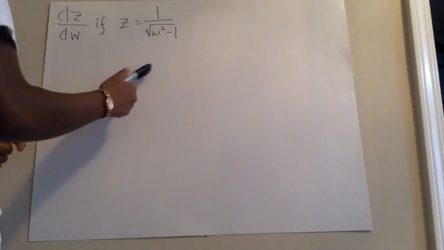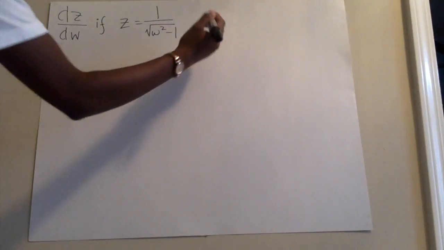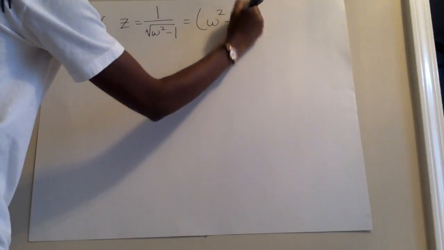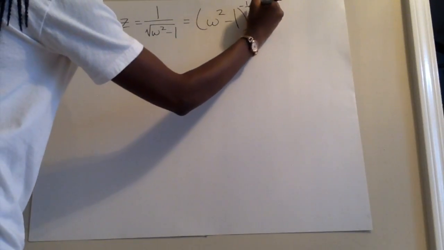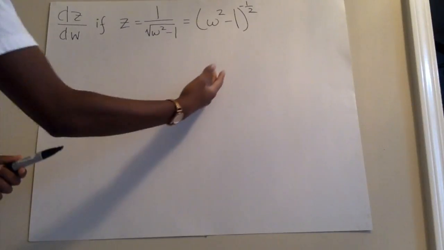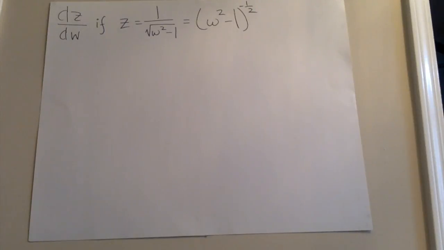So this 1 over the square root of w squared minus 1 is equal to w squared minus 1 to the negative 1 half. The negative exponent just reciprocates the value of the base inside, and w squared minus 1 to the 1 half power is the square root of w squared minus 1. So here we can use the chain rule and power rules to differentiate this composite function.